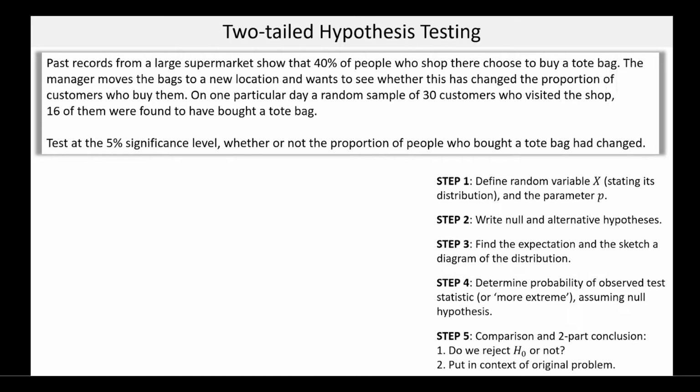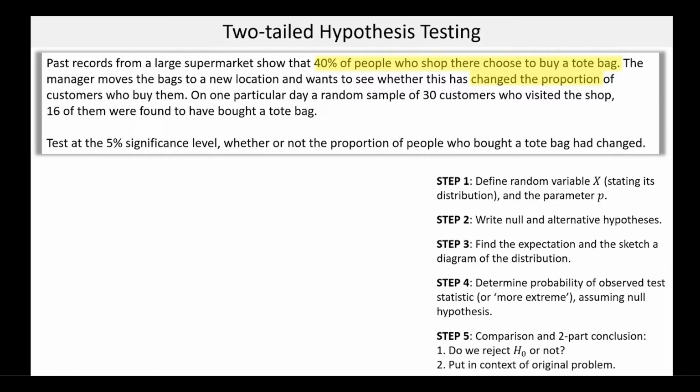So here in this question, we're told that past records from a large supermarket show 40% of people who shop there choose to buy a tote bag. Okay, I'm just going to highlight some of the important parts of the question. So the 40%, that's the probability that a customer buys this particular type of bag. The manager actually wants to rearrange the store, and he moves the bags to a new location and wants to see whether this has changed the proportion of customers who are going to buy the bags. So here, we're checking for a change. We haven't been asked to check for an increase or a decrease, but simply a change.